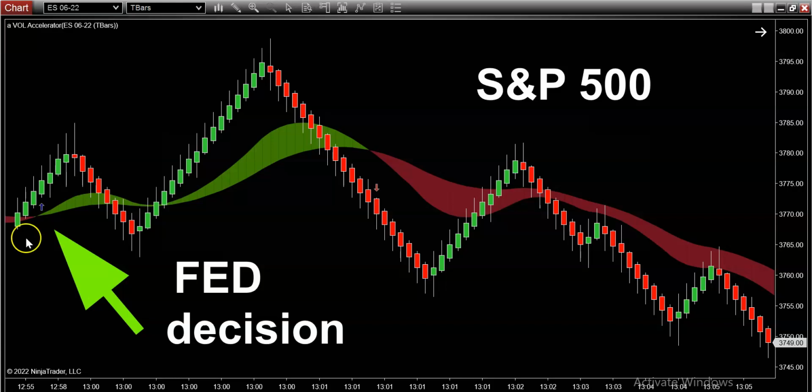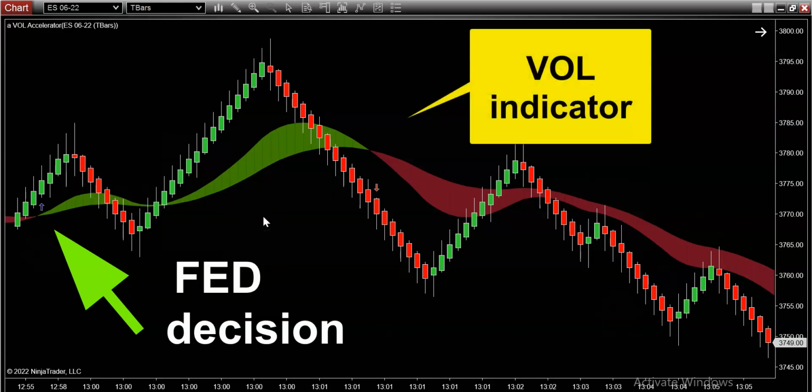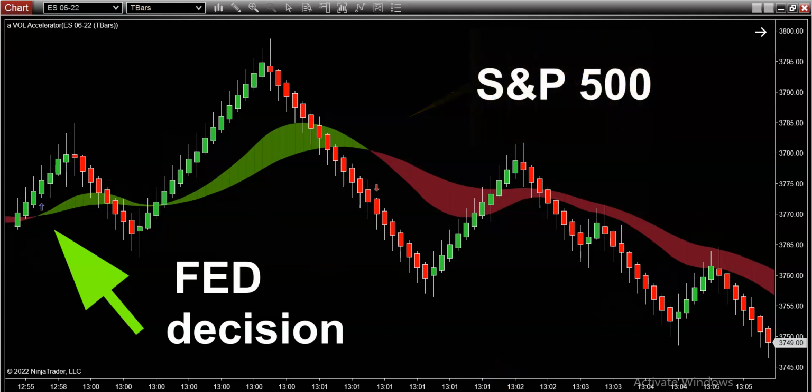Okay? So you see this green and red color band, folks? This is our proprietary volume-based indicator. I like to call it the vol. And this thing is, in my opinion, a fantastic trend predictor tool. If it turns green, as it did right here, it tells you that there's a higher probability that the market's going to go up. And if it turns red, as it did over here, it's signaling to you that there's a higher probability than not of the market possibly going down. Right? So I think that's pretty straightforward.